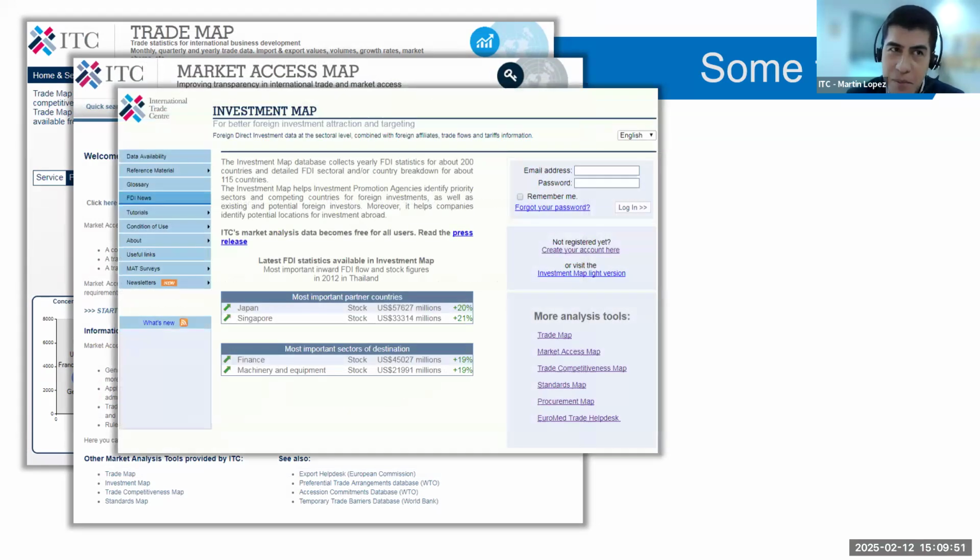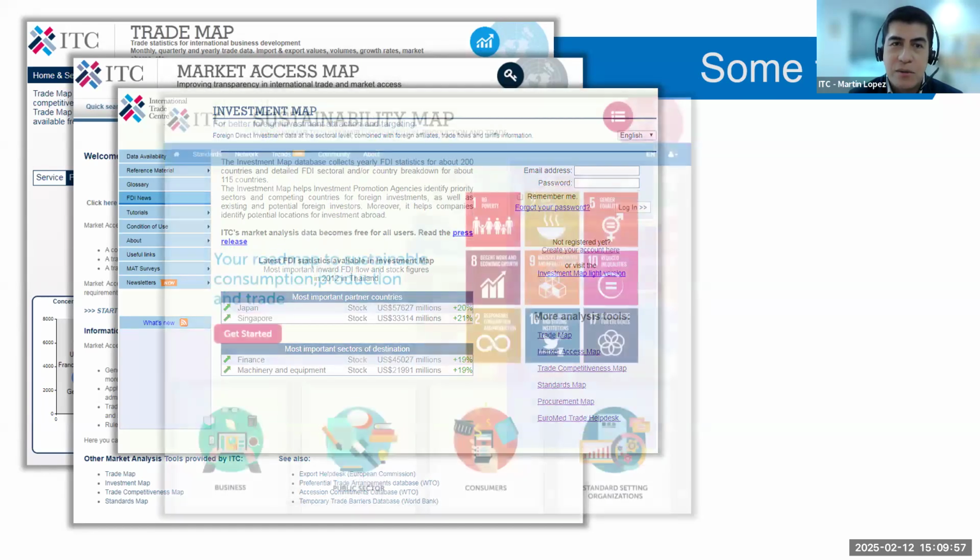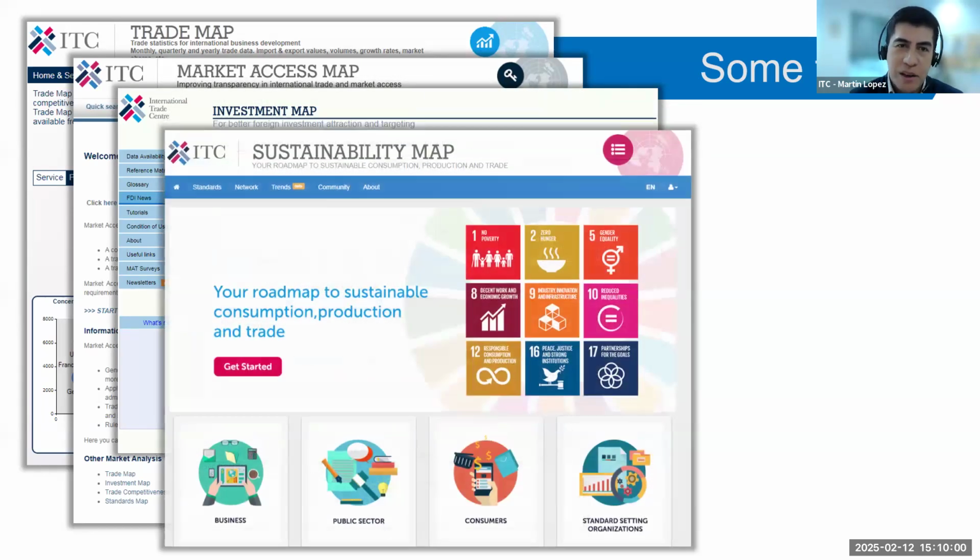There is also Investment Map to measure and to track foreign direct investment flows and in-stock and inflows from one country to the other, and Sustainability Map that is similar to the Market Access Map, but this one has mostly to do with private voluntary standards, protocols, and codes of conduct that could help you identify and target specific market niches that value some private standards, as for example, when we mention organic or fair trade on those aspects that have to do with corporate social responsibility.